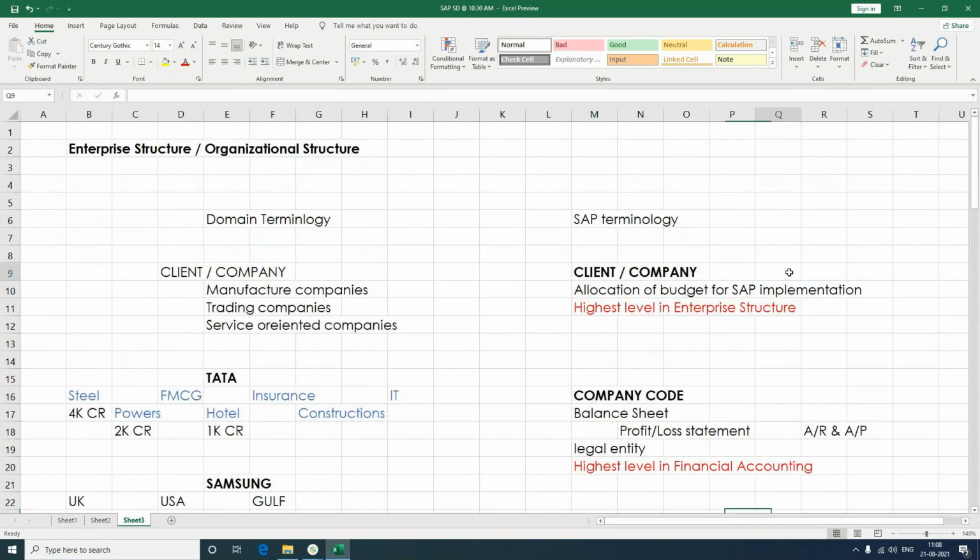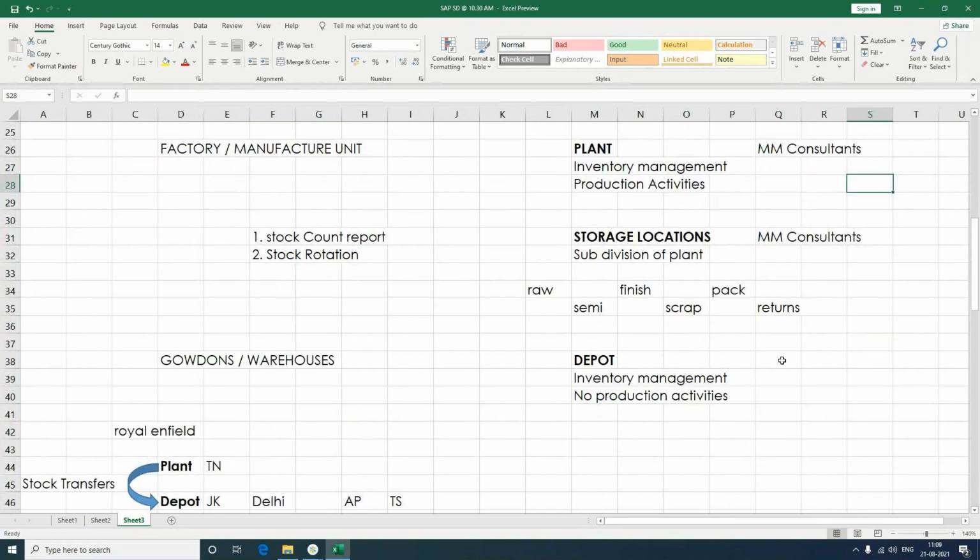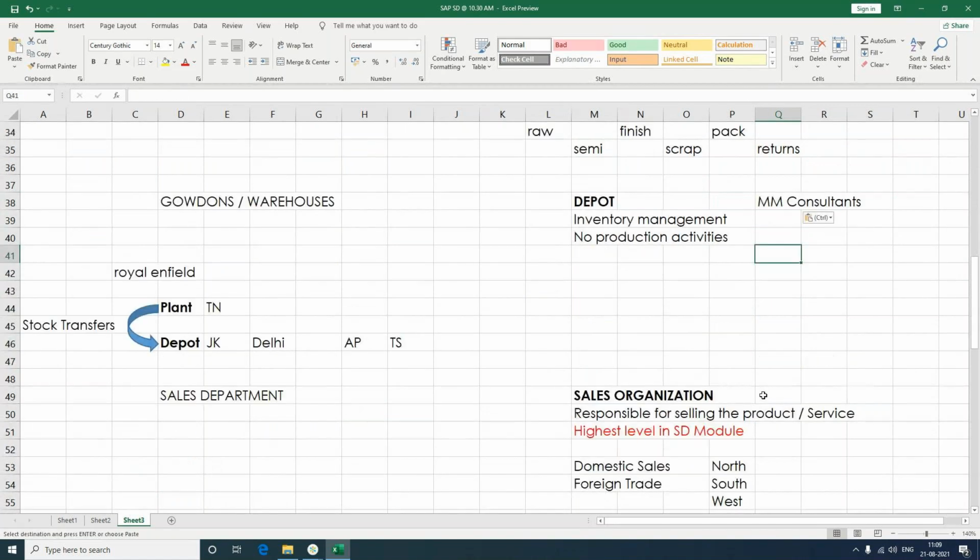Here I just forgot to mention one more point. In real time, who will be doing what? This company creation is going to be taken care of by FI consultants. They are going to be responsible for this. Company code will be created by FI itself, whereas plant will be taken care of by consultants. Storage location creation will be the responsibility of MM. Whereas the sales org will be taken care of by SD consultants. So we are going to be responsible for this.